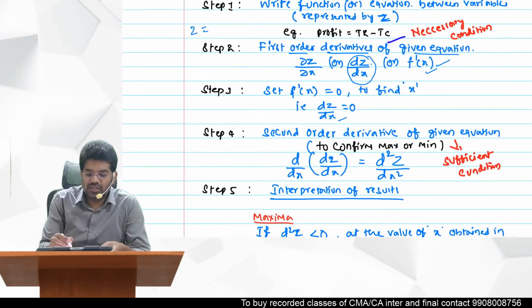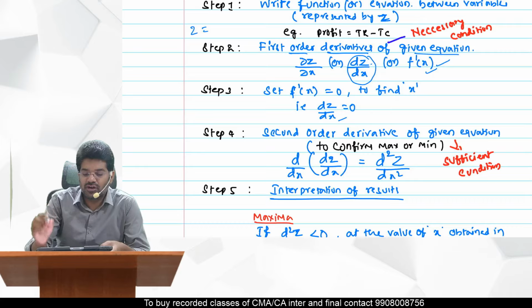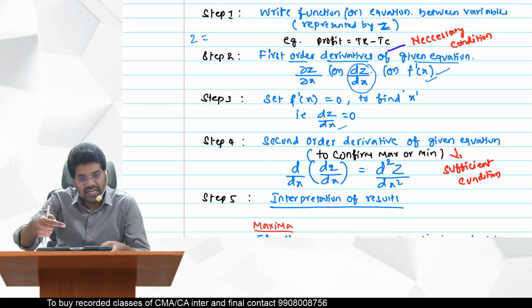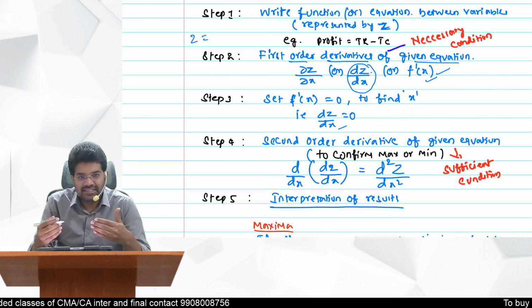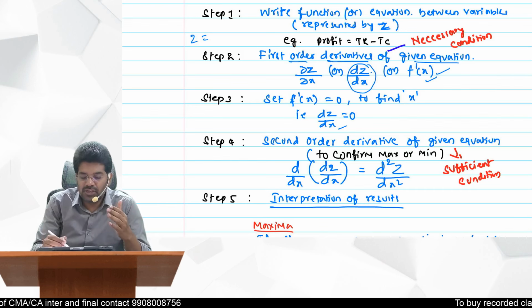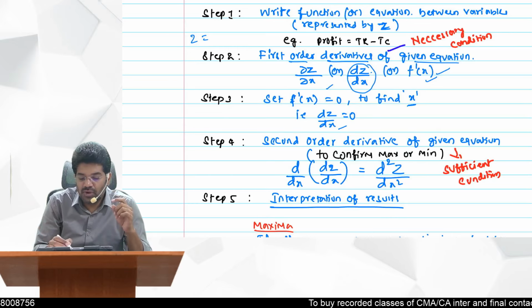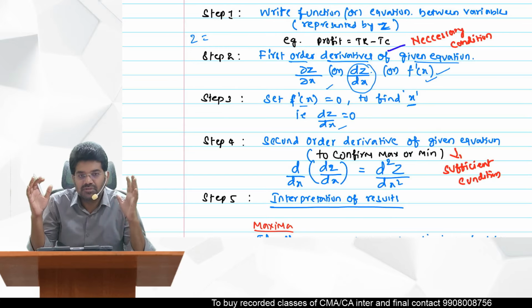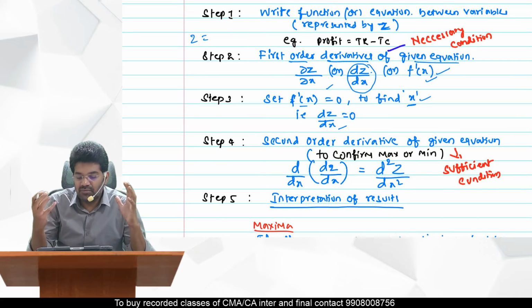Step number 2 is we will apply first order derivatives. This is also called the necessary condition. That means first time we are doing differentiation. Then whatever value we get, we equate with 0 to find out the x value in that single variable. We need to equate the first order derivative result with 0, so that I will get the x value, that single variable value.